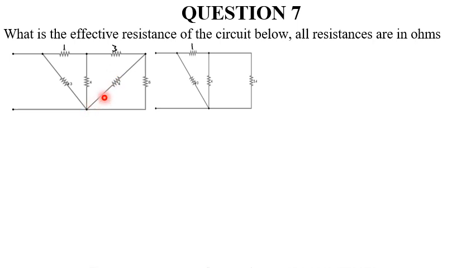Realize that 4 and 6 are in parallel, so we resolve them. After resolving 4 and 6 in parallel, it is in series with 3. So 4 and 6 in parallel, you get 2.4: 4 times 6 over 4 plus 6. Then 2.4 plus 3 becomes 5.4. Then you redraw your circuit again.